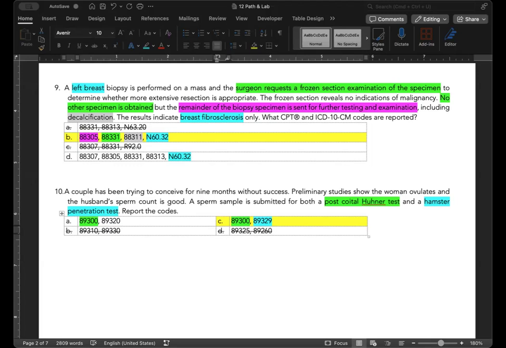But with us being an AAPC licensed educator, we get a test bank. I think we've got over 800 questions, and that's where these questions come from. So they are written by AAPC.